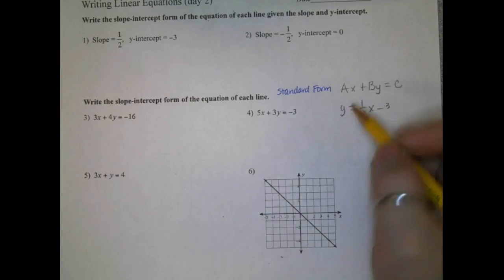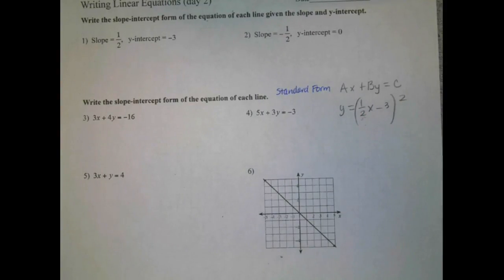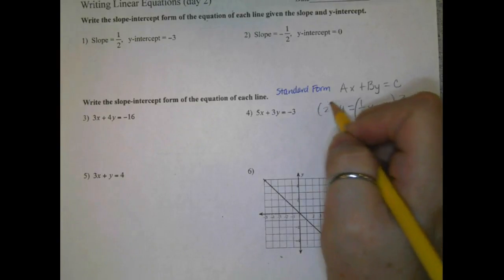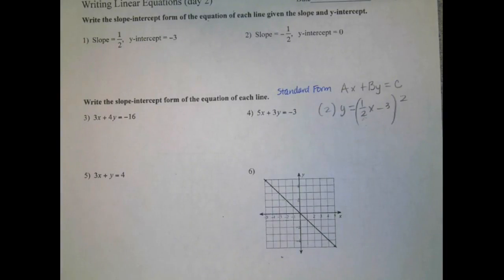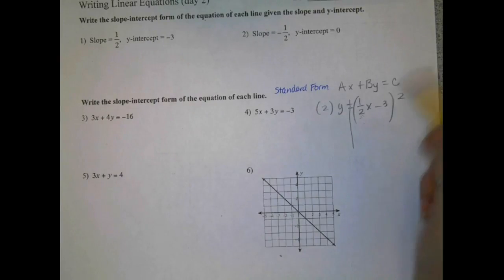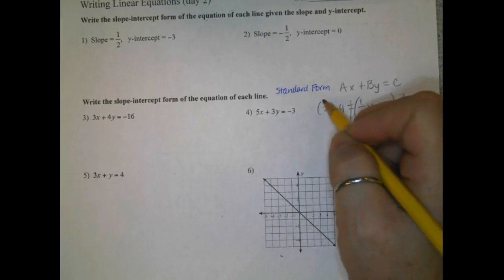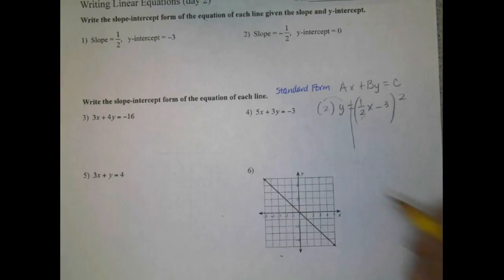So I need to take this side here, and I need to multiply it by 2 to undo that fraction. But I am also going to multiply this side by 2, because it's still that same balance that I want to keep. What I do on this side, I want to make sure that I do on this side. So when I do that, I need to distribute this out. I'm using the distributive property. So on this side, 2 times y becomes what? 2y. Good. On this side, I'm going to multiply 2 times 1/2 x.